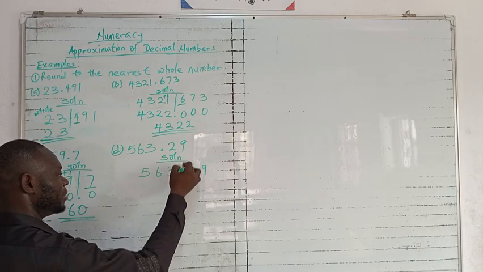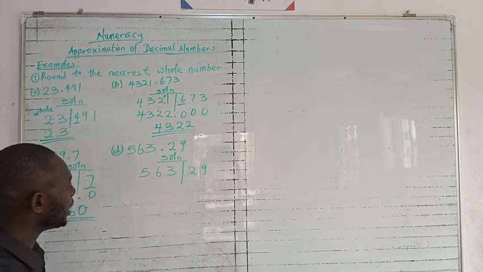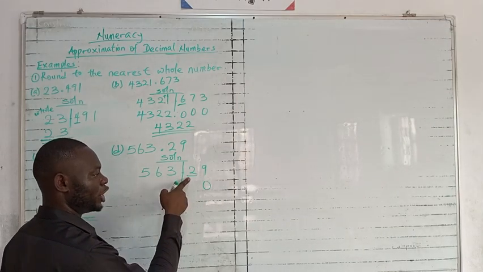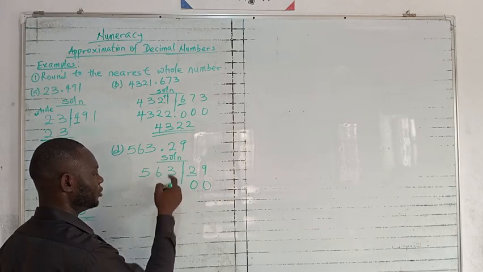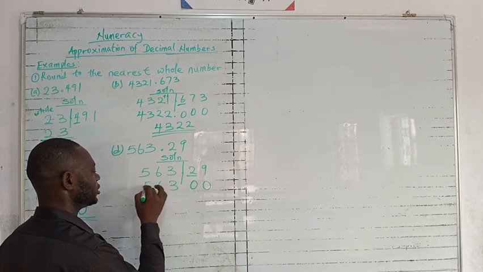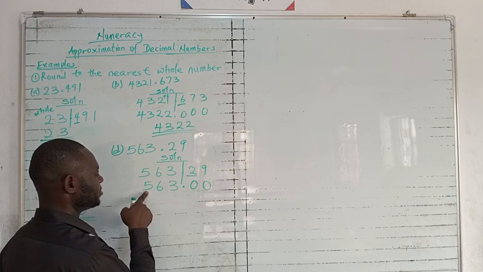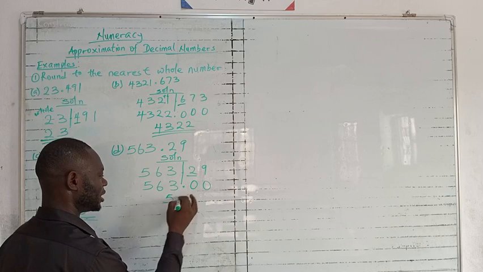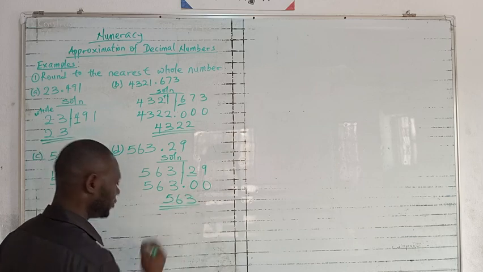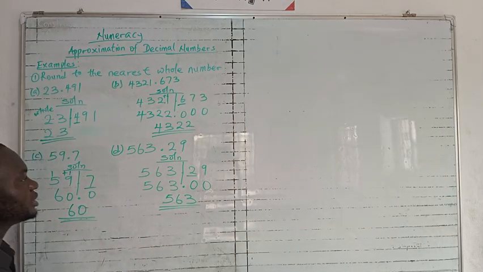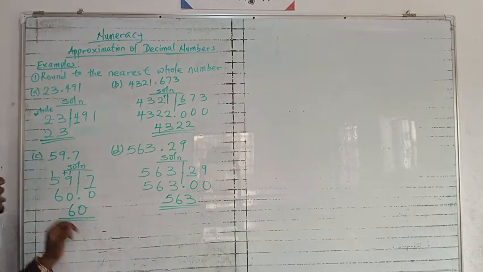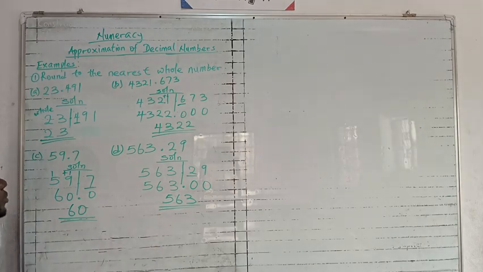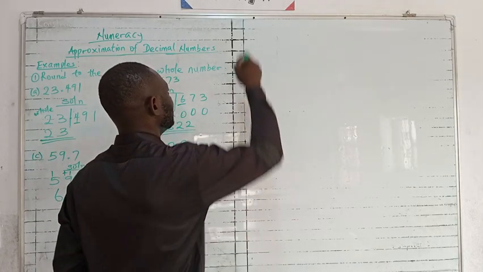So 563.29, I'll use my stroke to separate the whole number and decimal values. So I will consider 2. 9 becomes 0. Group A, Group B, Group A, here becomes 0. Here remains the same point. Now this becomes 563.00, and they become insignificant, meaning that our final answer is what? 563. Therefore, 563.29 approximated to the nearest whole number becomes 563.